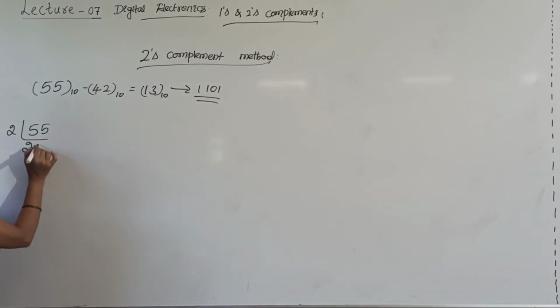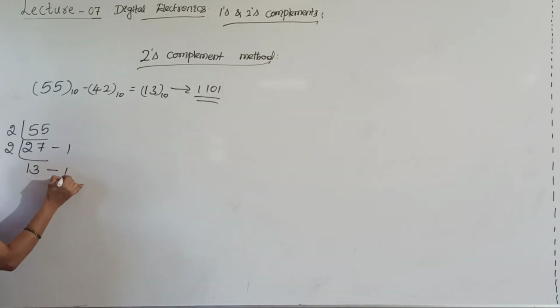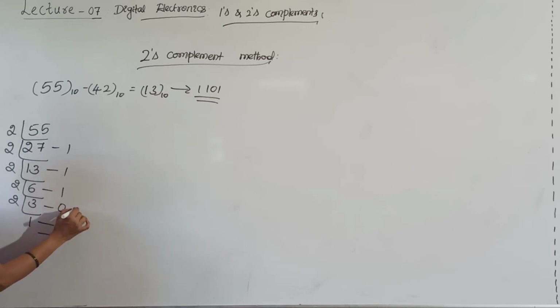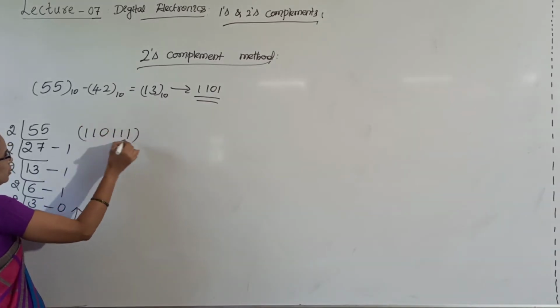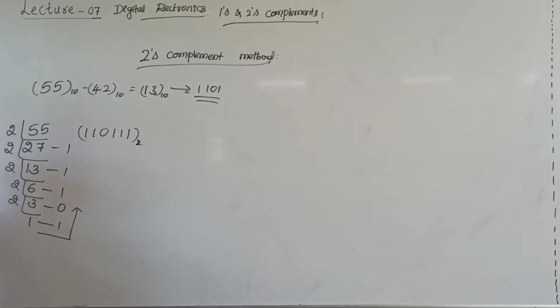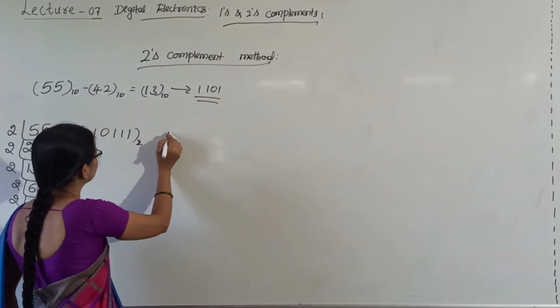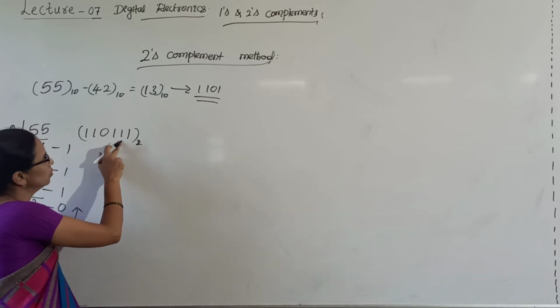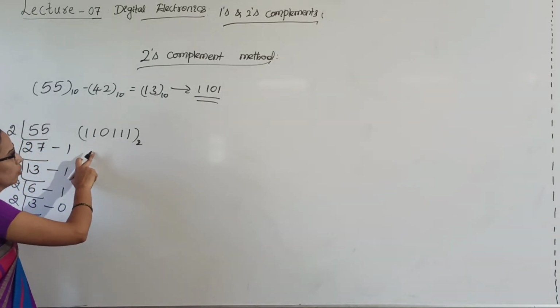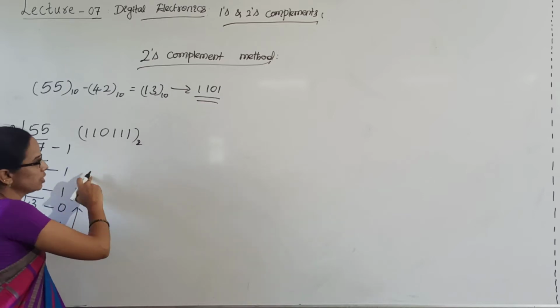2 27's are 13, 1 is the remainder. 2 13's are 6, 1 is the remainder. 2 6's are 3, 0 is the remainder. 2 3's are 1, 1 is the remainder. And that is 110111, the binary equivalent of 55. 32 plus 16 is 48, plus 7 is 55.